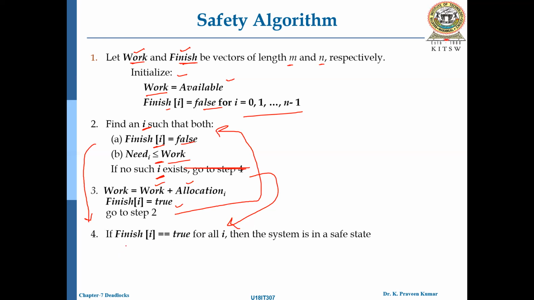Step 4: if Finish of i equals true for all i, then the system is in a safe state. In this way, you can assure that your system is in a safe state.